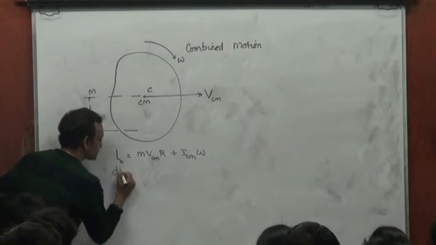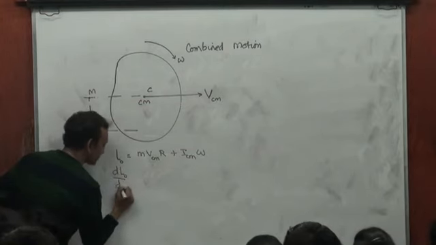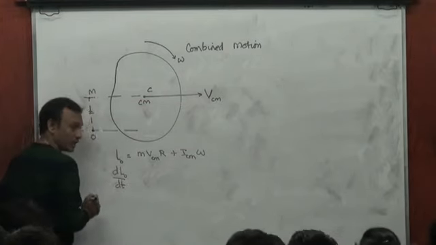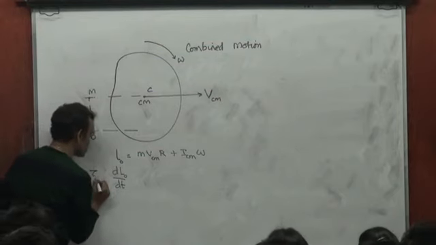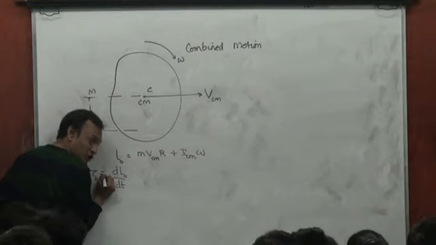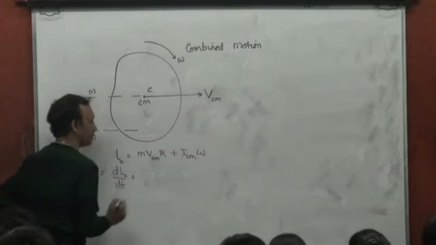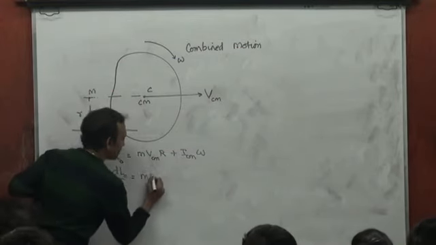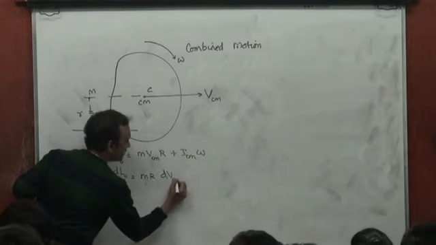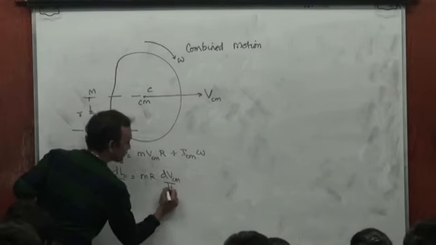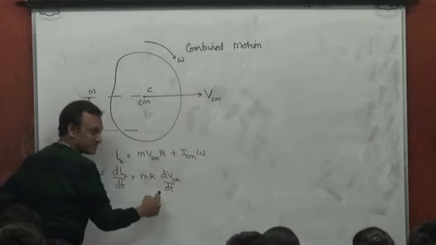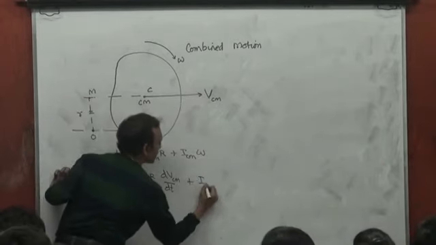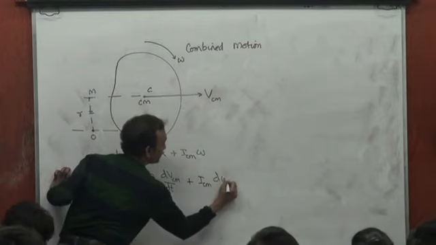That means dL naught dt, the rate of change of angular momentum about O, which is the net external torque about O, is m R dVCM dt. Right? In general, it could have an acceleration, rate of change of VCM with respect to time, plus ICM d omega dt.